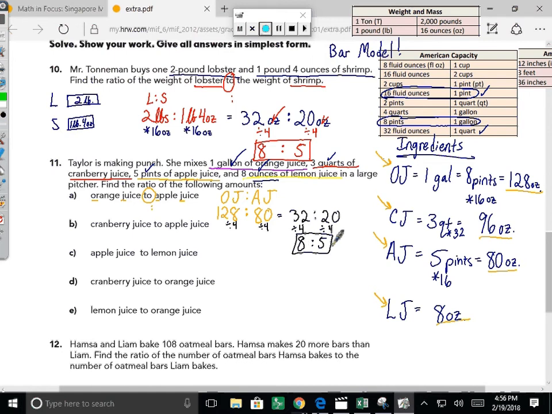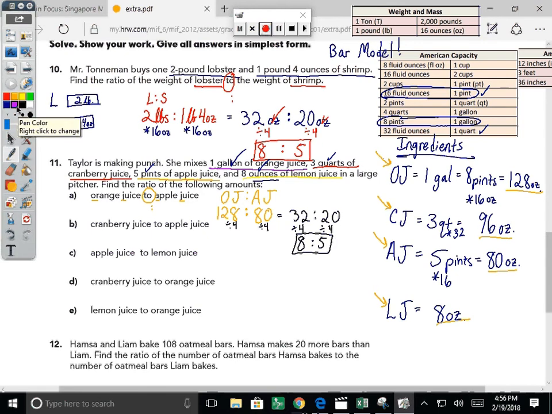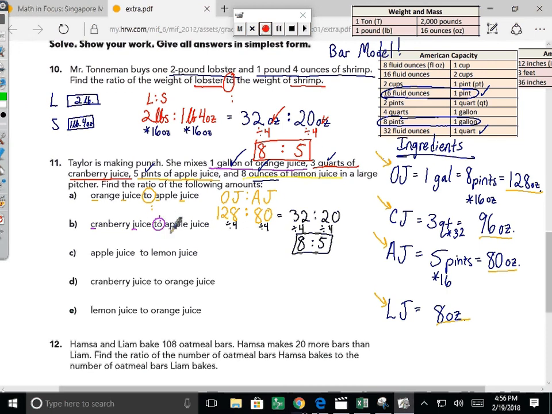We need to try this again, but this time we're going to try it with some different ingredients. So if you take a look, they're asking me to find cranberry juice compared to apple juice. So I'm going to write that out, CJ compared to AJ. And we're going to grab our numbers, not from the original problem, but from all the conversions that we did across the way. So CJ is sitting right here. 96 ounces goes with cranberry juice. And the apple juice is the second thing that they asked for, so it's going to be my second term. Oh, 80 ounces, I see.